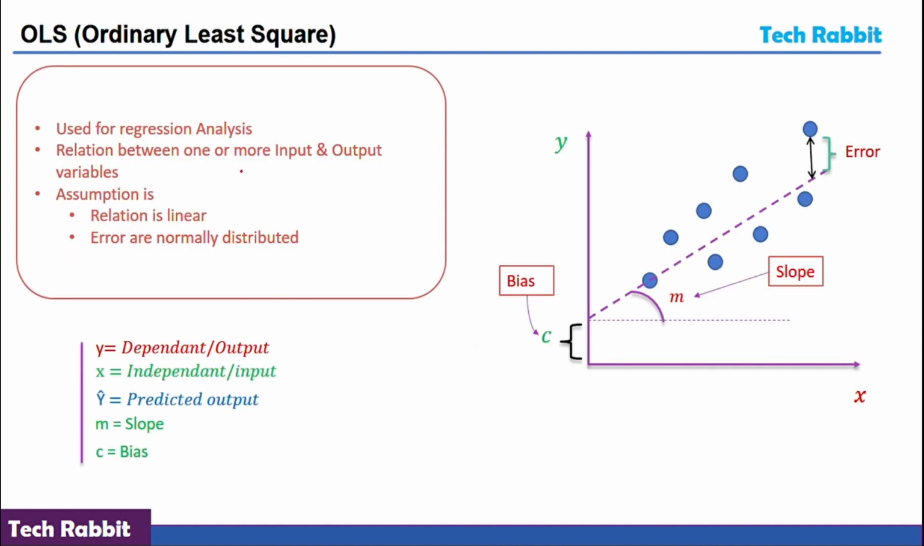So this is all about ordinary least squares regression. We have only considered a single input and found the relationship between the input and output variable.